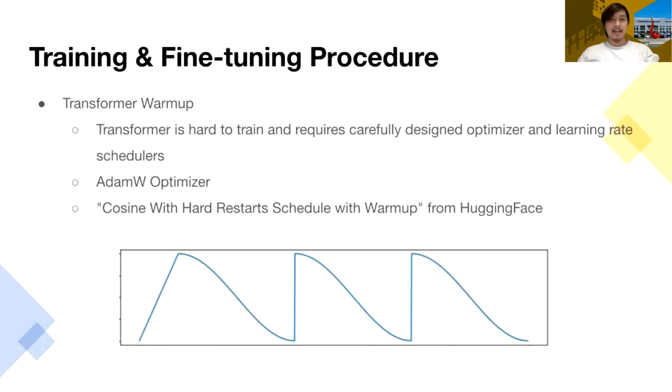It has been discussed that transformers are harder to train and suffer from convergence issues. They require a carefully designed optimizer and learning rate scheduler. The community usually suggests using the AdamW optimizer and the cosine with warm-up learning rate scheduler from Hugging Face. This scheduler produces a very low learning rate at first and then slowly increases it to the base learning rate. After this, it follows the cosine learning rate pattern. So we use this procedure to smooth the training process of the unfrozen transformer model.